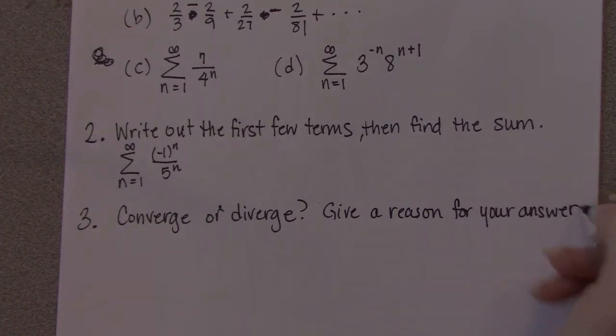So what I mean for 3, when I say give a reason, you can't just write converge, diverge. You have to show some kind of work of how you got there.